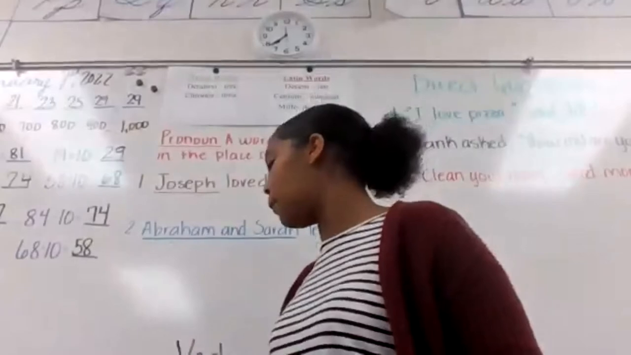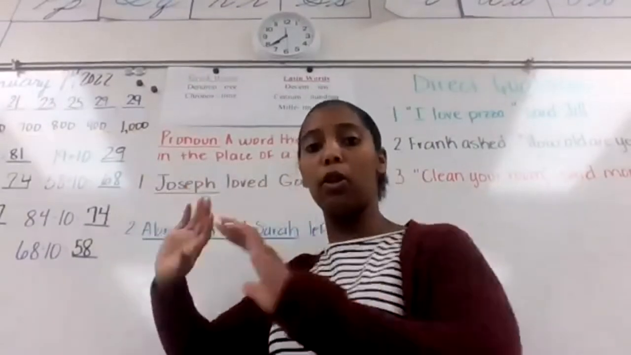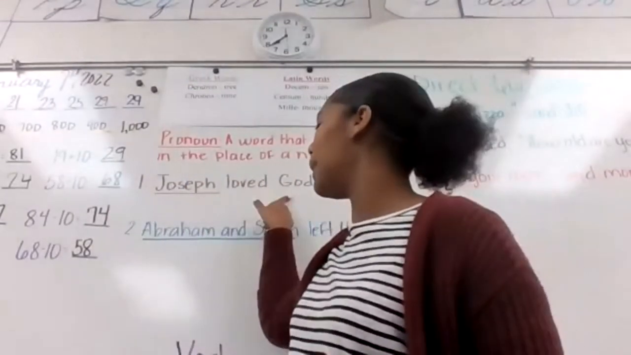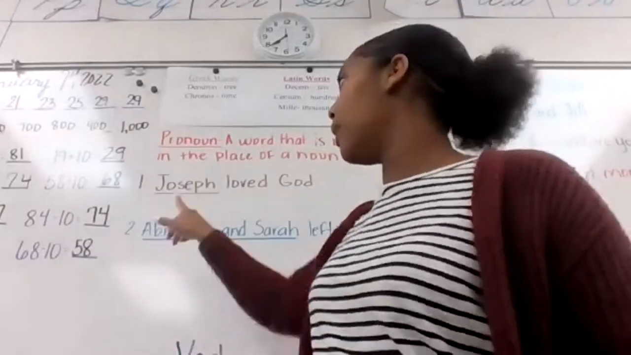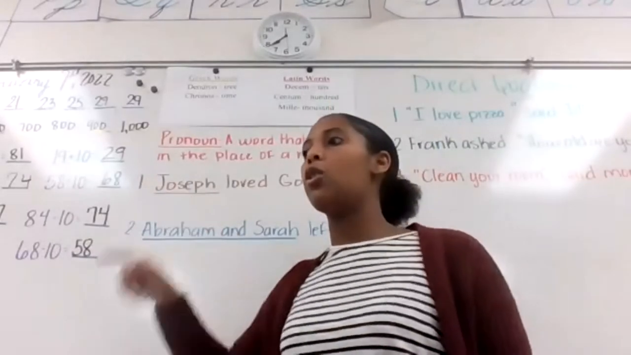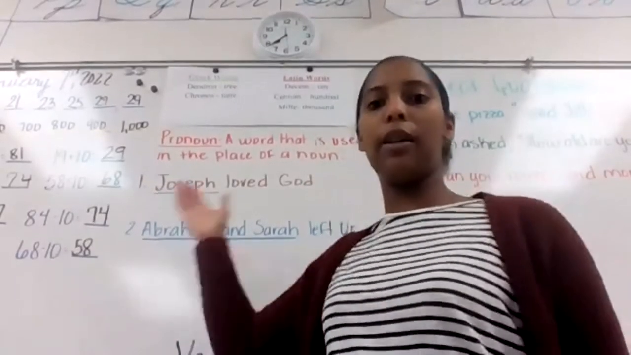So let me show you an example number one. Could you write number one down for me? Don't do anything to it. I just want you to write number one down. Yes, and underline Joseph when you write it. Joseph loved God. Go ahead and write number one.